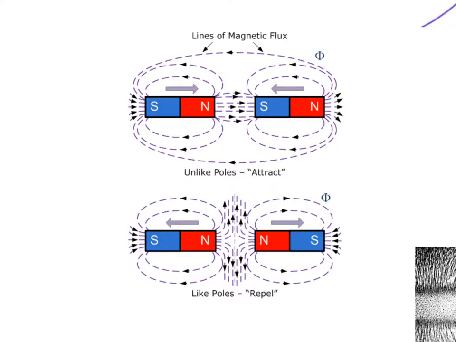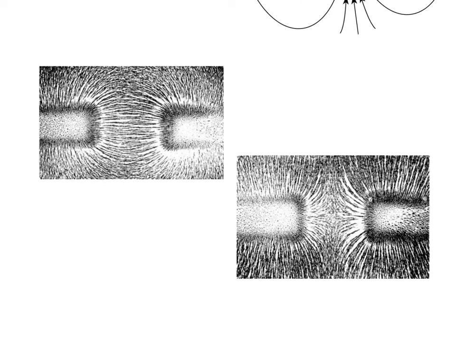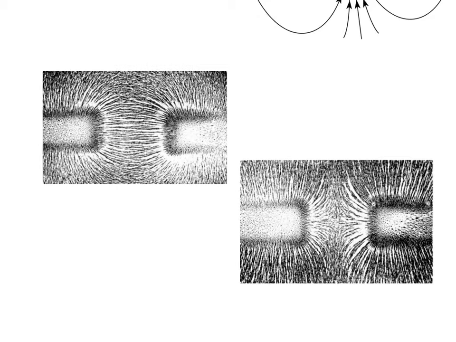Now let's have a look at this phenomenon with some photos of iron filings showing the magnetic field lines of the magnets that are underneath the paper. In this photo, the magnetic fields are pulling towards each other. You can see that they are stretching out between them. These are unlike poles. And in this photo you can see that the magnetic fields are repelling. They are not connected, they are pushing against each other. So these are like poles.